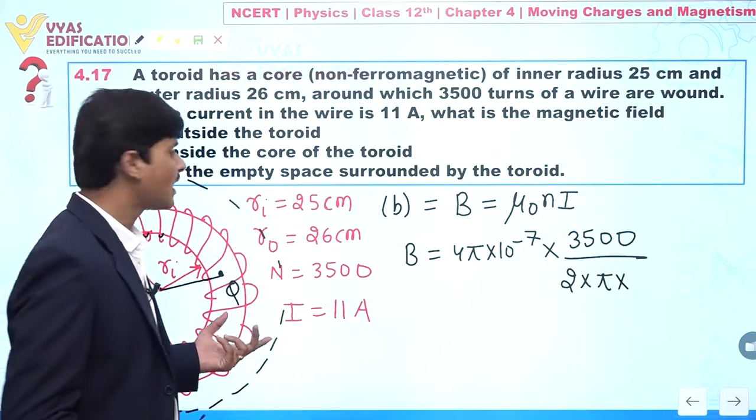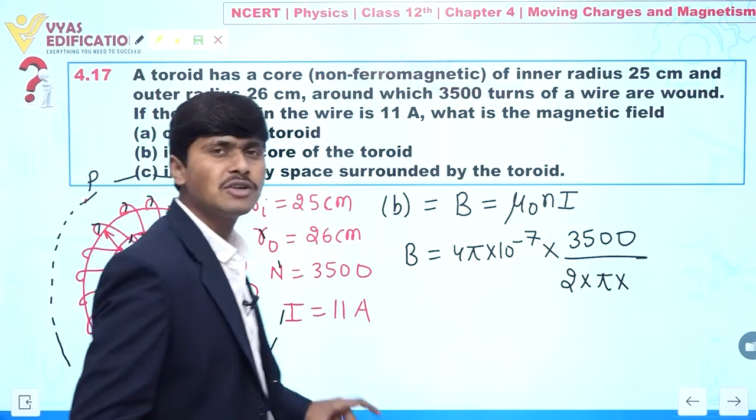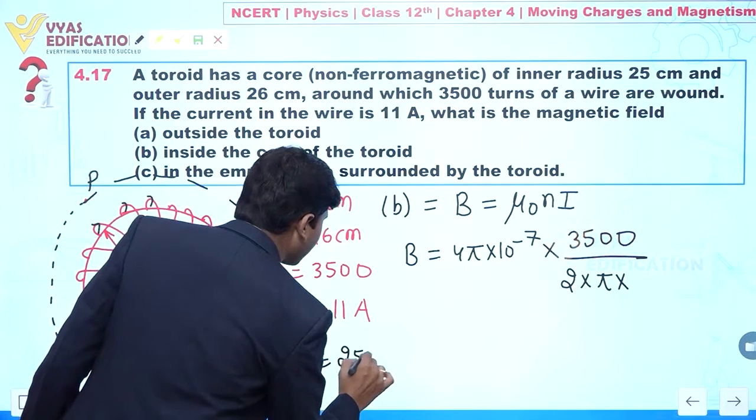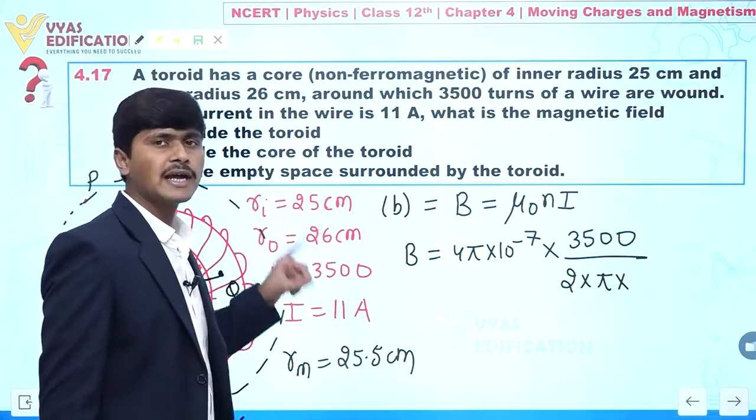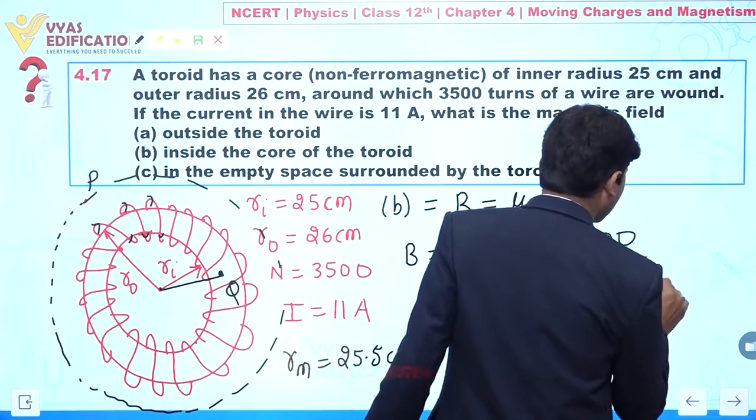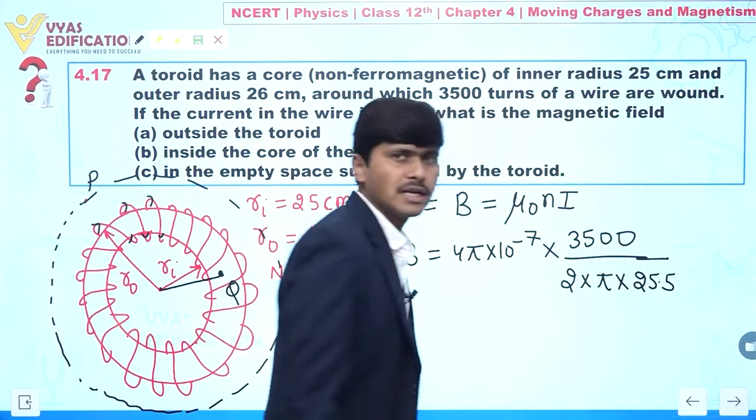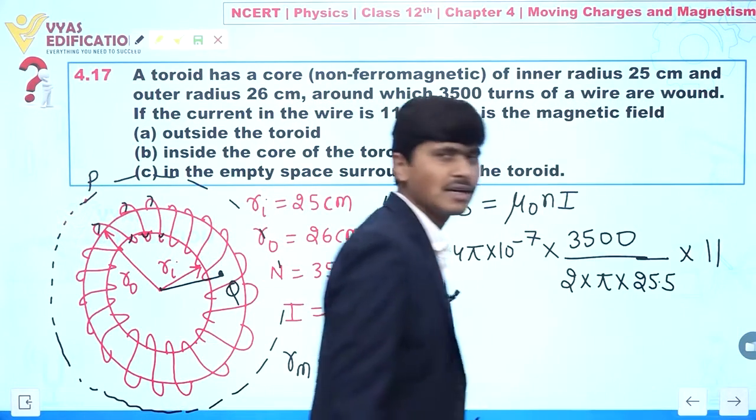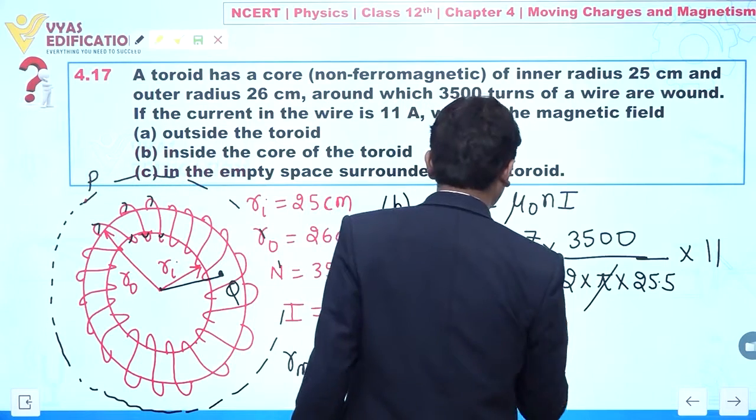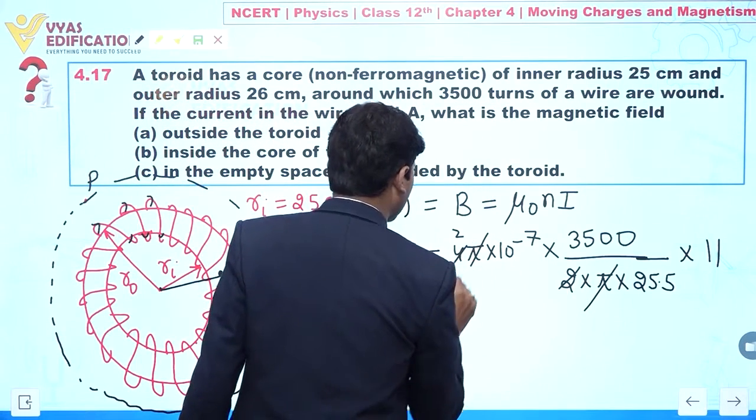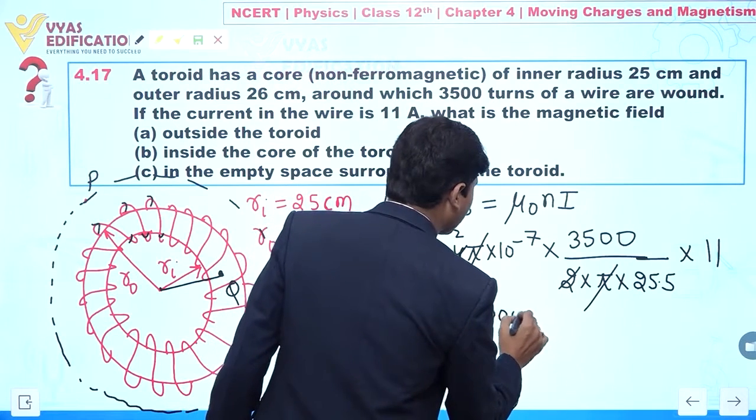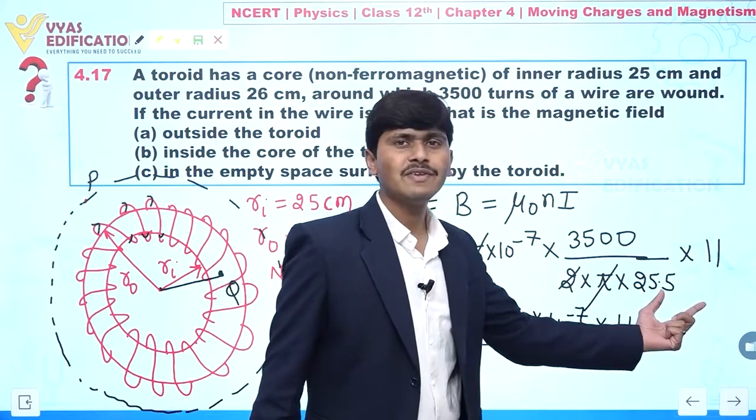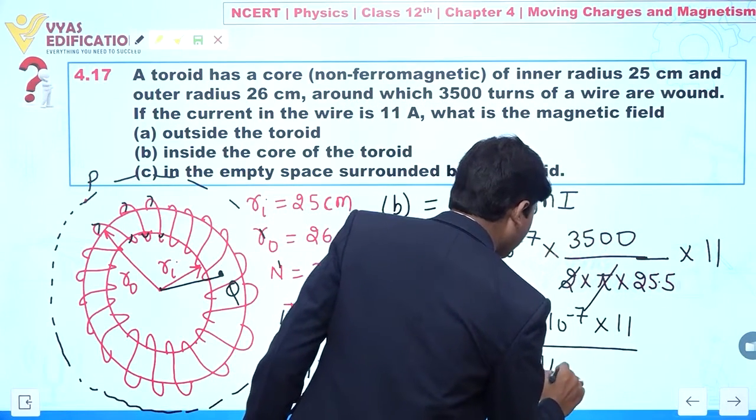So how will you find r? Because inner and outer radius are given to you, here you will find the mean radius, clear. So mean radius is given by 25.5 centimeter, that is the average of Ri and R naught. So this we can say 25.5, clear everyone. So this is number of turns per unit length, and current that is flowing is given to you 11, clear. Now we are going to simplify: pi and pi cancel out, this value we have 2. So from here we can say 7000 into 10 to the power minus 7 multiplied by 11 divided by, can we write this is 51 divided by 2, yes or no?